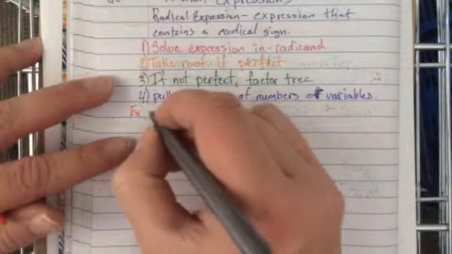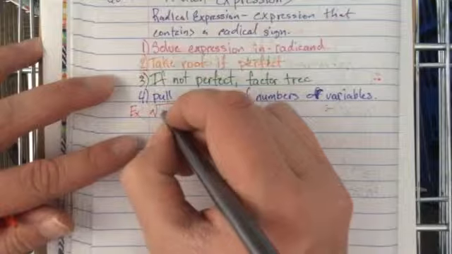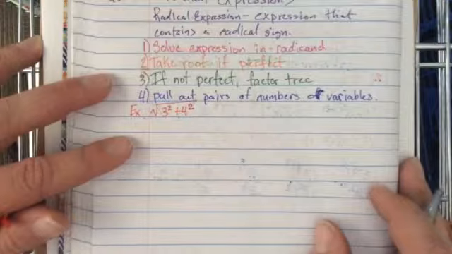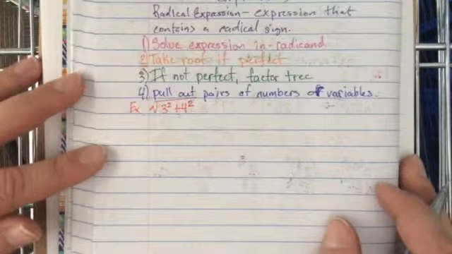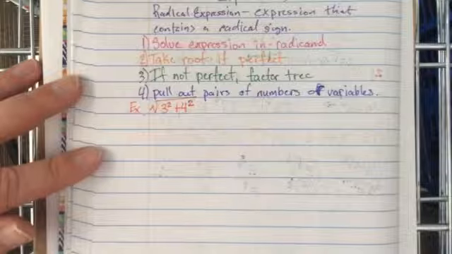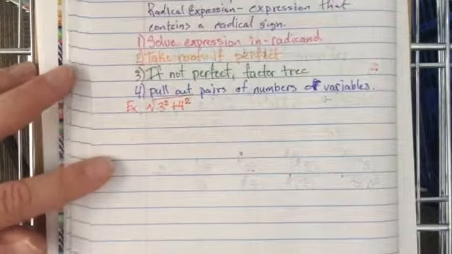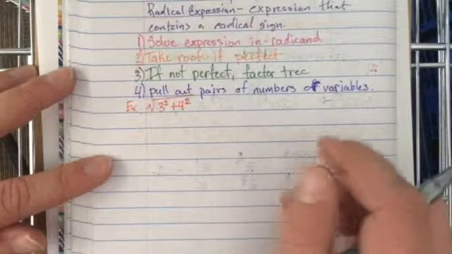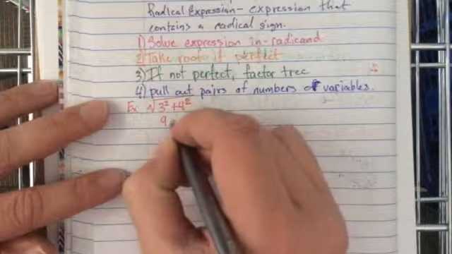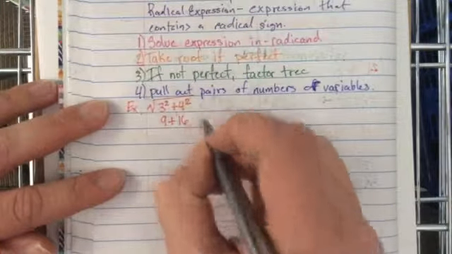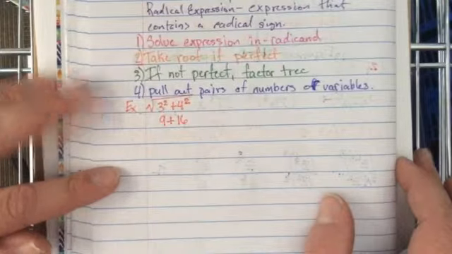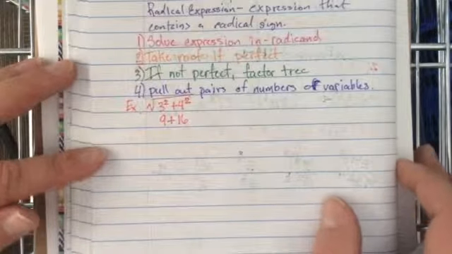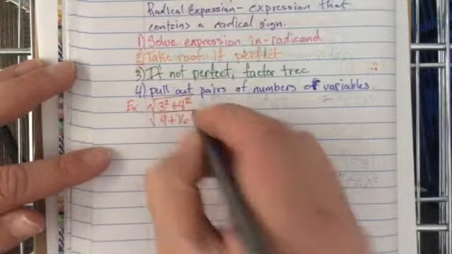The first example we have is the square root of 3 squared plus 4 squared. So what is 3 squared? 9. What is 4 squared? 16. So we've done step 1. This one had an expression in the radicand, so we solved the expression, or we're working on solving the expression. So we keep the square root with it.